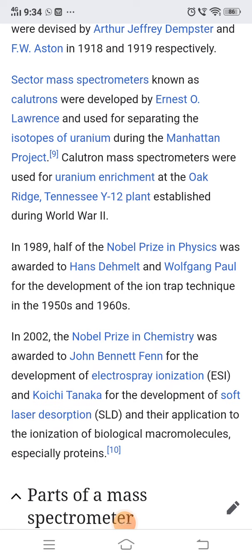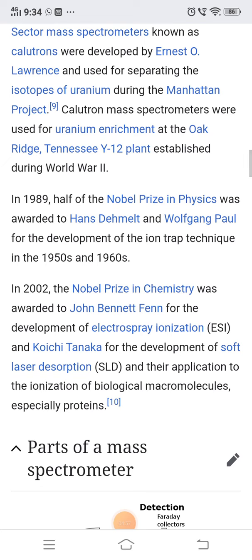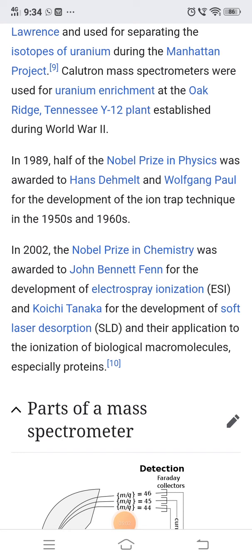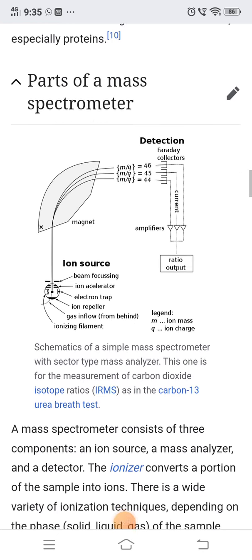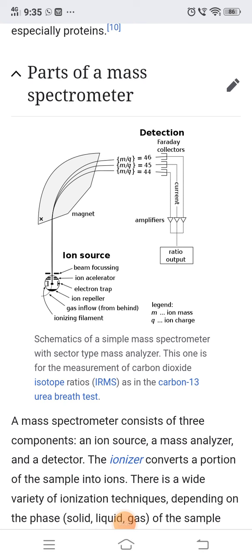In 1989, half of the Nobel Prize in Physics was awarded to Hans Dehmelt and Wolfgang Paul for the development of the ion trap technique in the 1950s and 1960s. In 2002, the Nobel Prize in Chemistry was awarded to John Bernard Fenn for the development of electrospray ionization and Koichi Tanaka for the development of soft laser desorption and their application to the ionization of biological macromolecules, especially proteins. The next point in this chapter is the parts of a mass spectrometer.